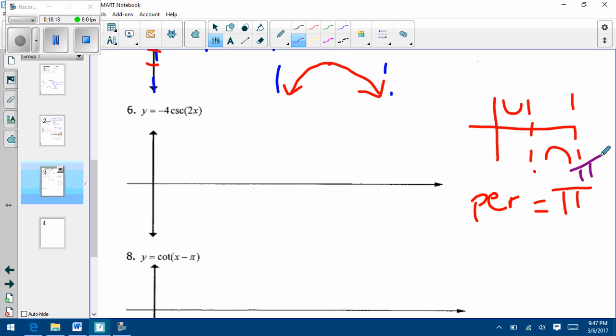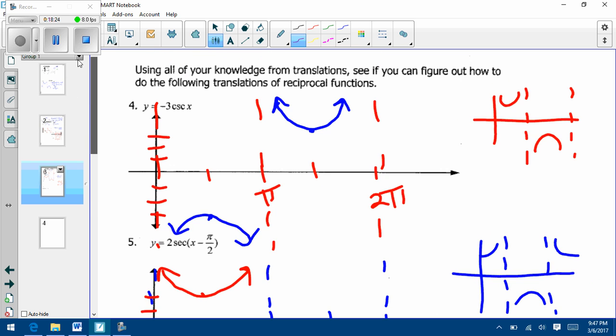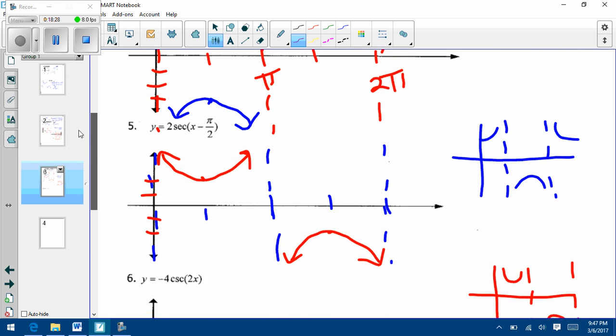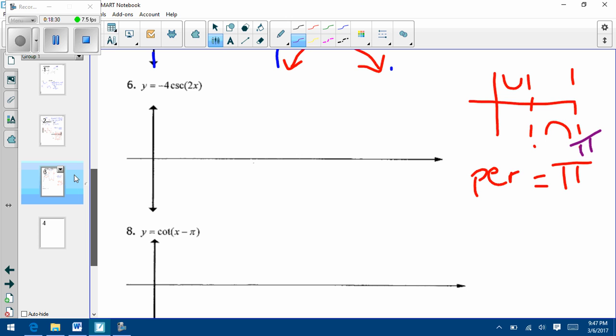which means you'll see that repeat itself by the time I get to 2 pi, if that's the interval that I'm graphing over, which I don't know if it says that in the directions. It doesn't necessarily say that, but you know what? Let's graph from 0 to 2 pi so you kind of get the idea of what this looks like.